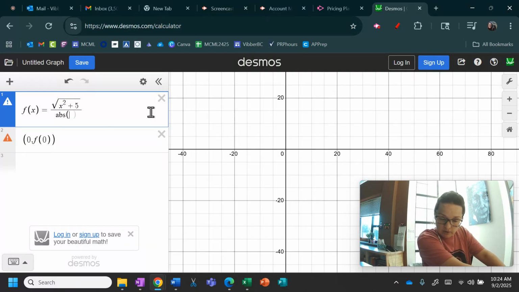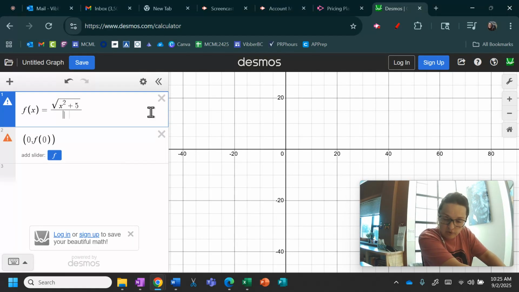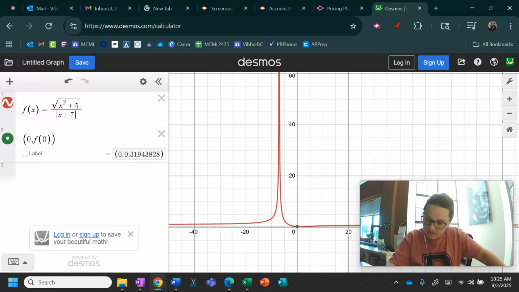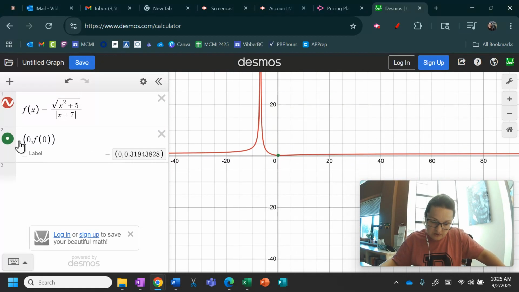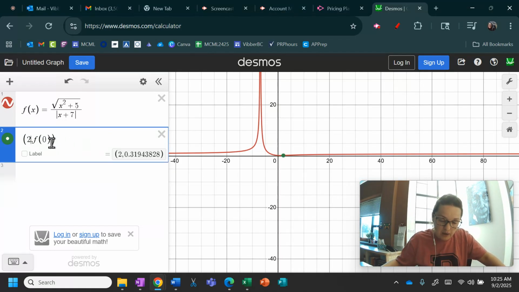Oh, but it didn't work. Oh, you know what it is? I don't think ABS works. It used to. If you do shift, there's a vertical bar above the enter key. So I'm going to use that vertical bar, and that was x plus 7. Ta-da. All right, so that's what that thing looks like. Interesting. And for this one, we wanted to know what was happening at 2.